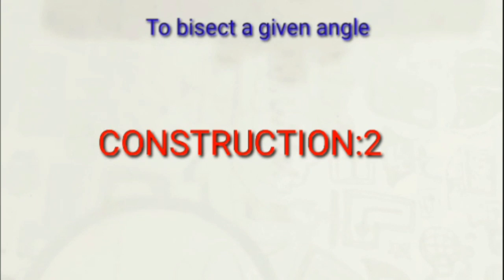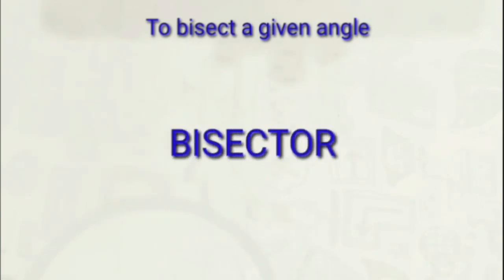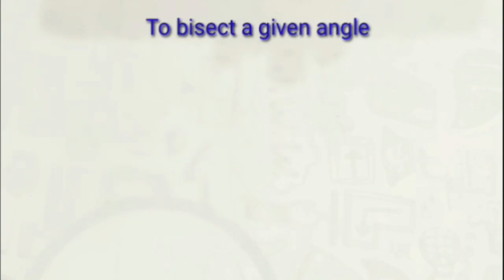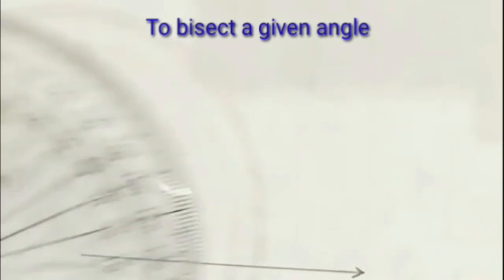To bisect a given angle, let me explain the meaning of the term bisector. A bisector is a line or a ray which divides the angle into two equal halves. So let me proceed. First, let's make an angle of 75 degrees using a protractor.